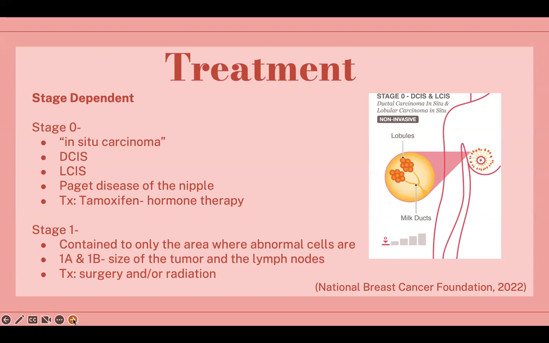The next stage is stage 1, and stage 1 is when the cancer is contained only to the area where abnormal cells are. The breast cancer has been detected in early stages and can be very effectively treated. It can be divided into 1A and 1B and is dependent on the size of the tumor and the lymph nodes. The best treatment route is surgery and/or radiation.